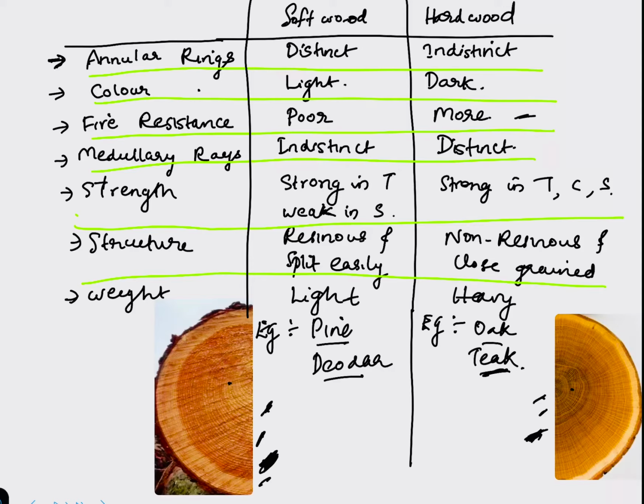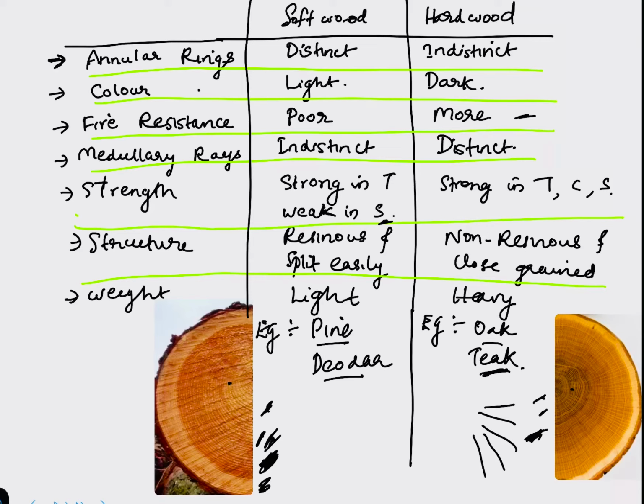See in this figure, we are unable to find any medullary rays. They are indistinct here. And see the hardwood, each and every medullary ray is distinctly seen here. Then strength. See this softwood, this is strong in tension but weak in shear. Then hardwood, it is very much strong in tension, compression, and shear as well. T, C, and S stand for tension, compression, and shear. I shortened those things.